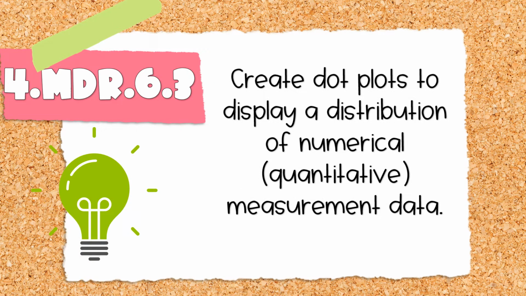This is the final expectation in our measurement and data reasoning standard. This is expectation 3. Create dot plots to display a distribution of numerical or quantitative measurement data. So the key to this standard is going to be using rulers that are only marked to the nearest eighth of an inch. Students will use these rulers to take measurements on things.